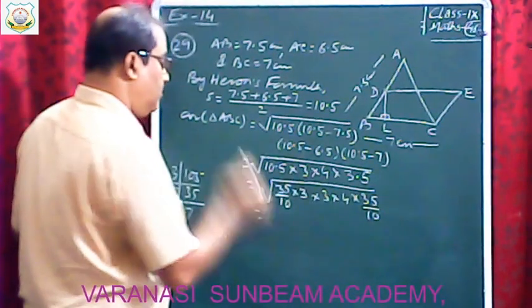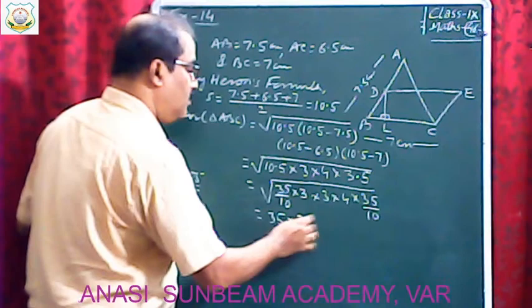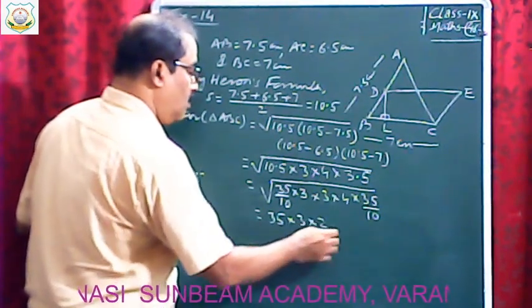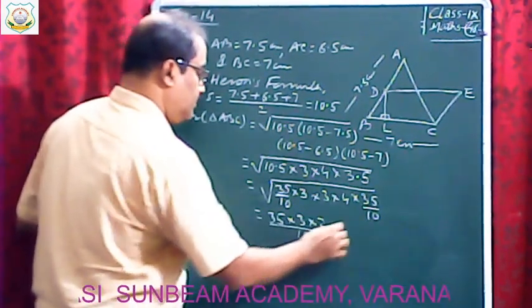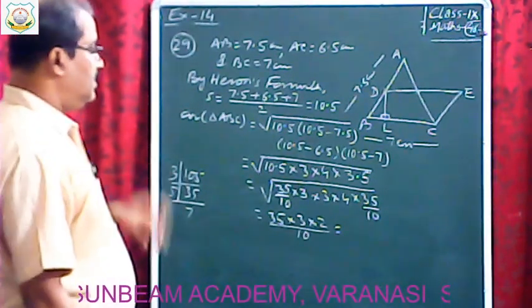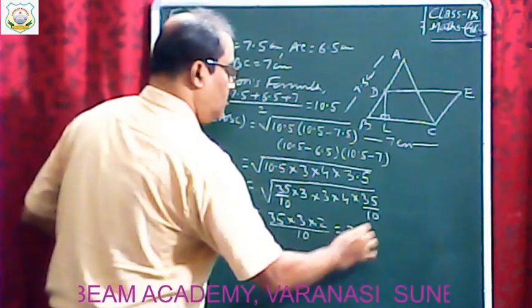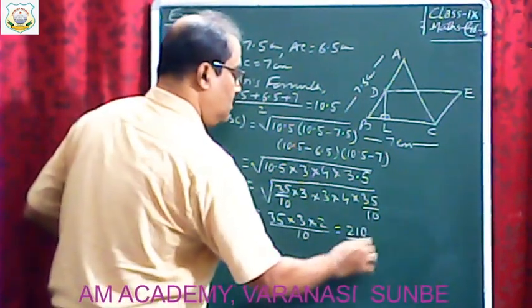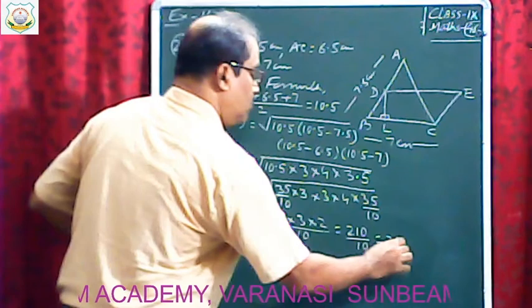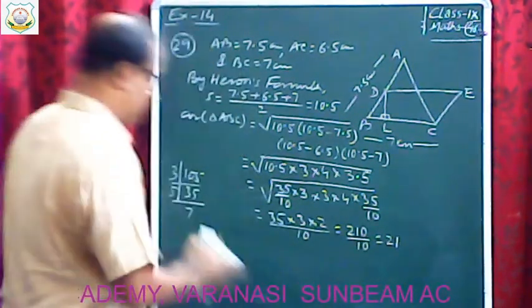Okay, in this way you have to find the area. 35 we get a pair of 35, a pair of 3, 4 means 2, whole upon 10. 35 3 are 105, 2 are 210, 210 by 10, you get 21. Area of triangle you get 21.